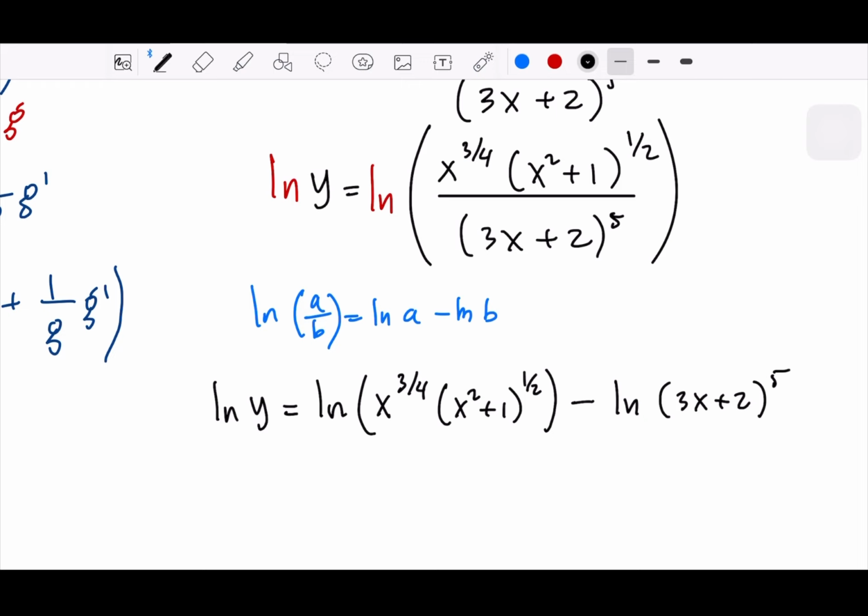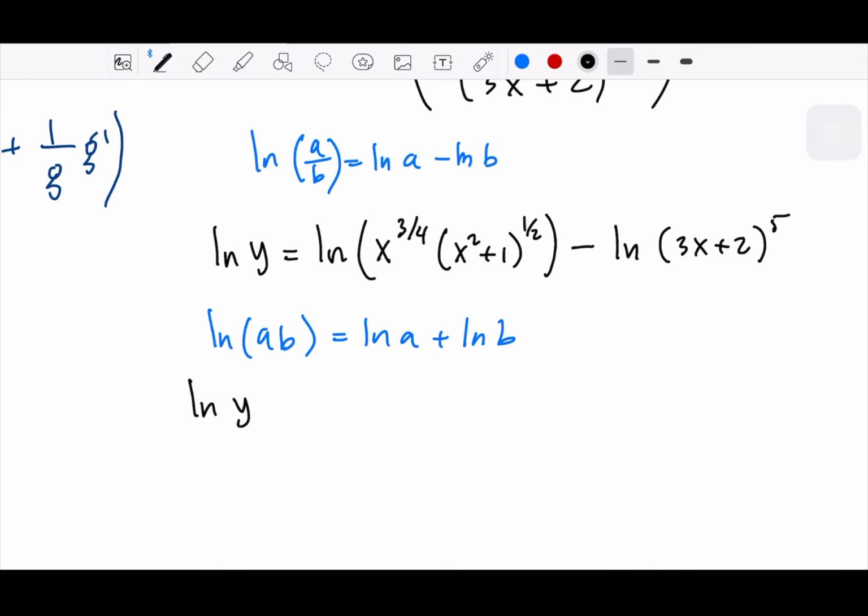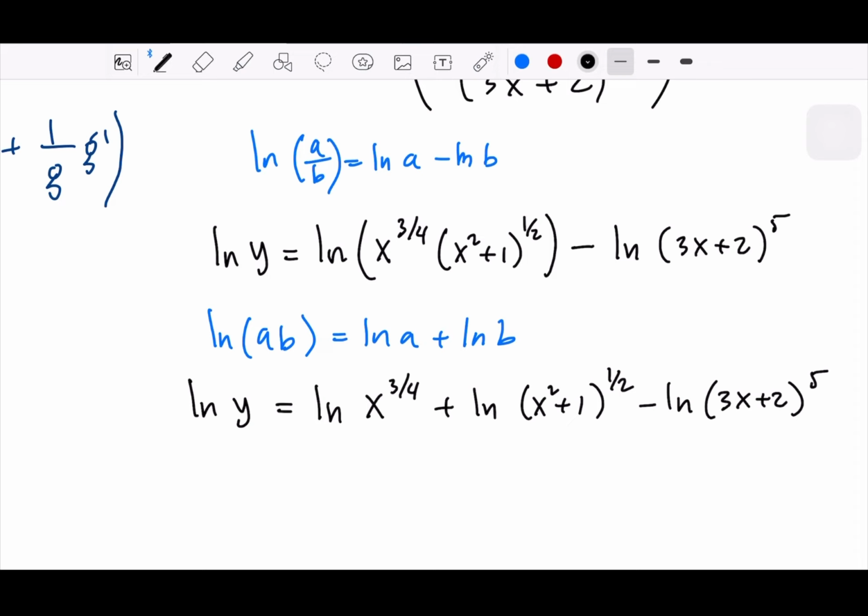Okay, this part we can also separate, becomes our ln. So we can also take this. If we have ln ab, this works like this. Okay, so ln y is ln plus ln. We don't even really calculate the calculus yet. This is all algebra. You just rewrite things first.